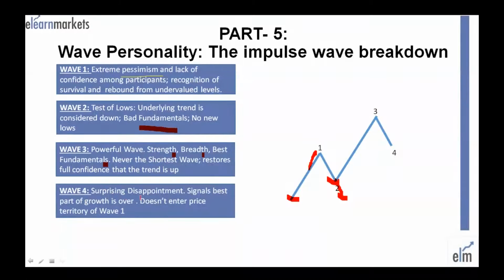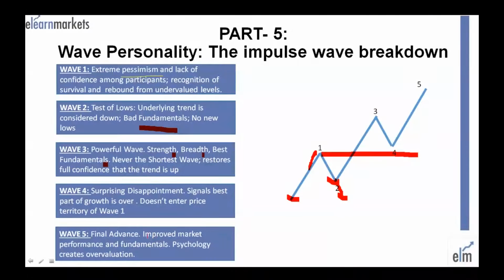Wave 4 is a surprising disappointment for the participants. It signals that the best part of the growth is over, though not many participants are able to anticipate or understand that, and it does not enter the price territory of wave 1.